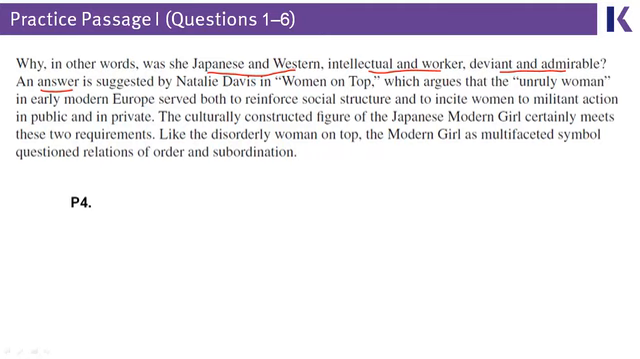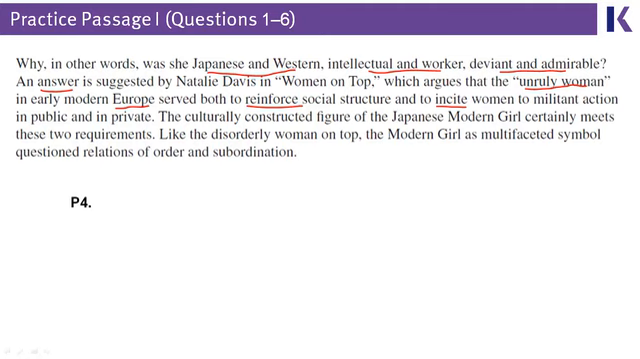It says in Women on Top, and we get this idea of an unruly woman in Europe. So we have the modern girl in Japan, the flapper in America, and the unruly woman in Europe. The idea here is that the modern girl and this unruly woman are so complex because they do two things. They reinforce social structure, so women staying in their places like they always have traditionally, and they incite women for change into militant action in public and in private. So, of course, this modern girl and this unruly woman are so complex. They do two different opposite things.